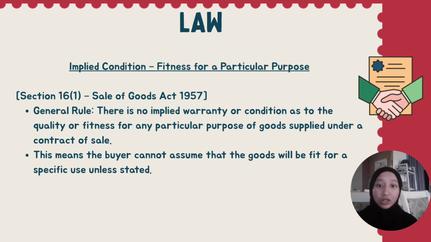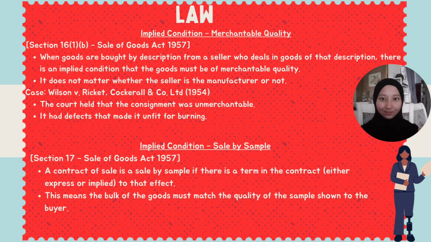Let's begin with the general rule under this section. It states that in a contract for the sale of goods, there is no implied warranty or condition as to the quality or fitness for any particular purpose of the goods. In simple terms, this means that the buyer cannot assume that the goods will be suitable for a specific purpose unless certain conditions are met. The law does not automatically protect the buyer unless the buyer clearly makes their purpose known to the seller.